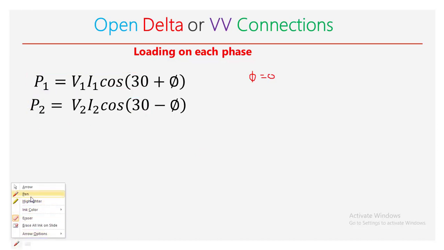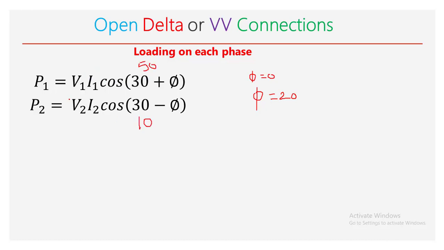Let us consider the next case. Phi is equal to 20. The first term will become 30 plus 20, that is 50, and the second term will become 30 minus 20, that is equal to 10. The power supplied by the second winding is V2 I2 into cos 10. The power supplied by the first transformer is V1 I1 into cos 50. It means that the second winding is heavily loaded when compared with the first winding. This is one more drawback of the open delta connection.